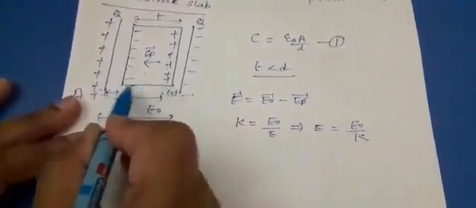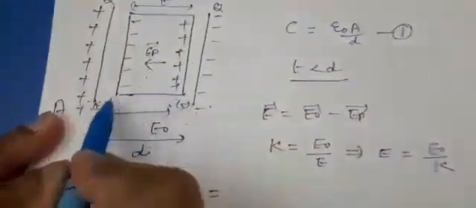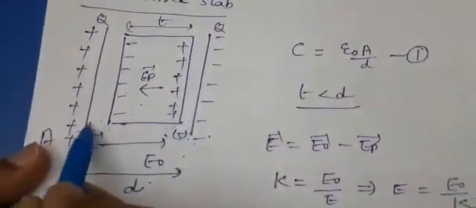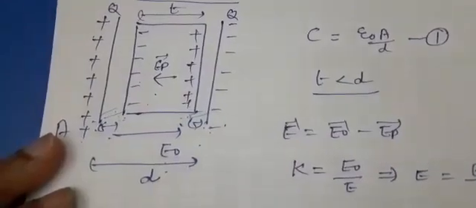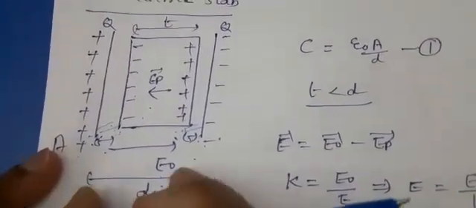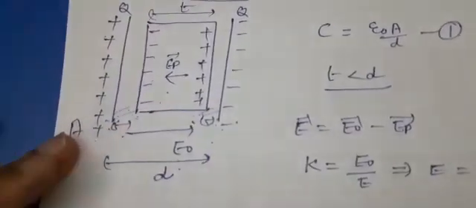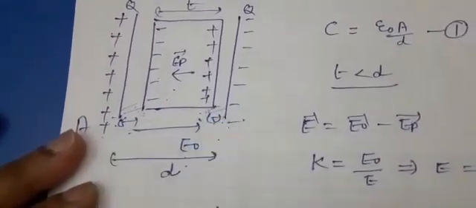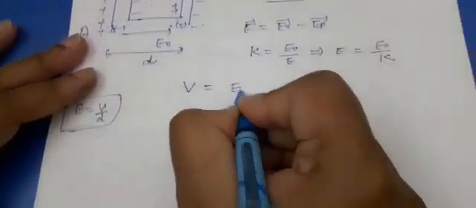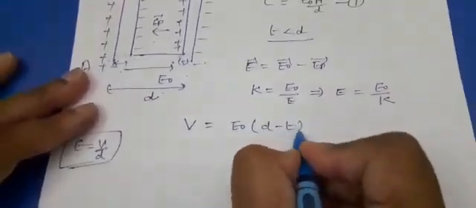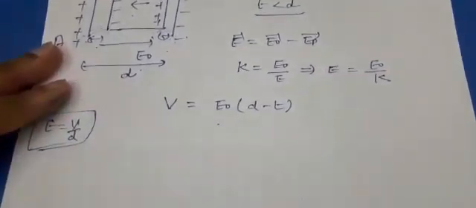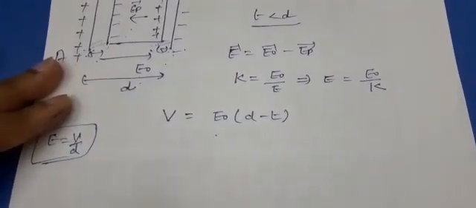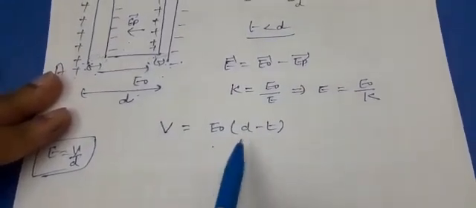Now up to t length, that is the thickness, here electric field is reduced. So what about in these two regions? This will have separation distance d minus t. So correspondingly, what will be the electric field present in between these gaps? It will be E naught, the actual field applied in between the plates of capacitor generated by the charges, E naught into d minus t.